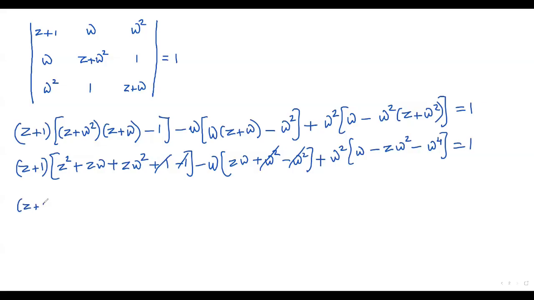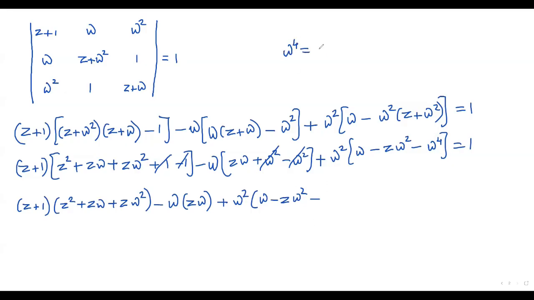Then we have z plus 1 times z square plus z omega square. Here we have negative omega times z omega plus omega square times omega, negative z omega square, negative, and let me consider this omega to the fourth power. Omega to the fourth power can be written as omega times omega cube, because the product of omega and omega cube equals omega to the fourth power. Already we got the value of omega cube in our previous working, that is 1. So omega times 1 is just omega. So omega to the fourth power equals omega. So we can plug in omega for this omega to the fourth power, and it equals 1.